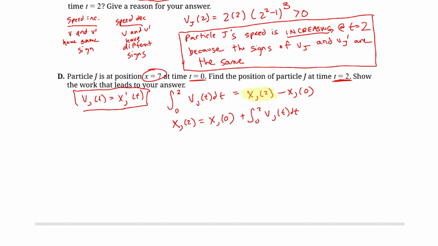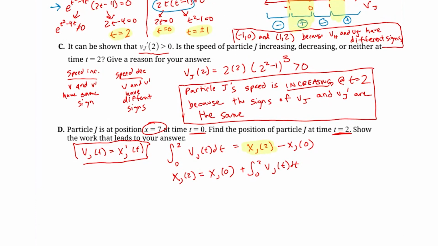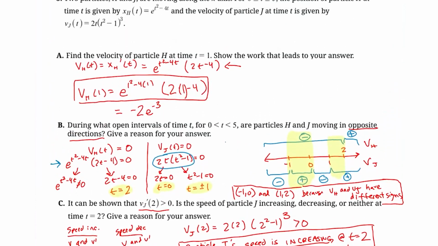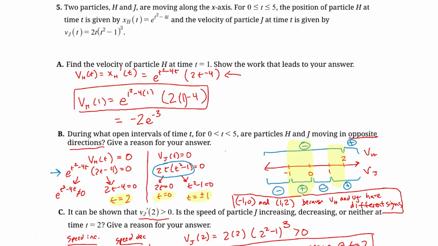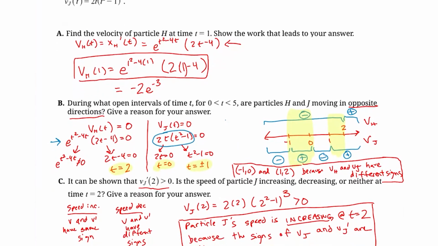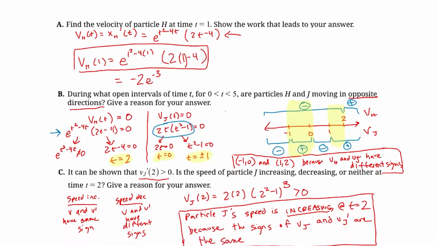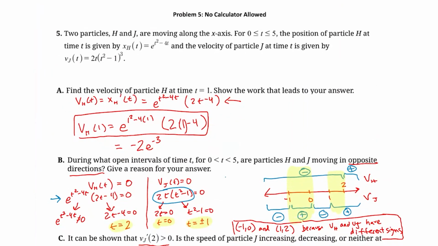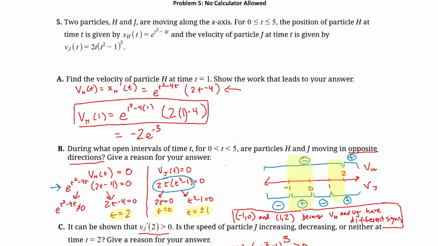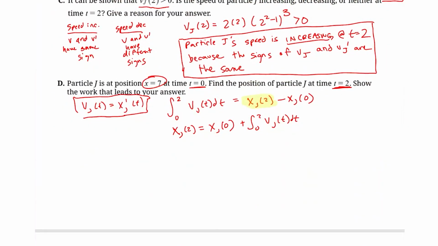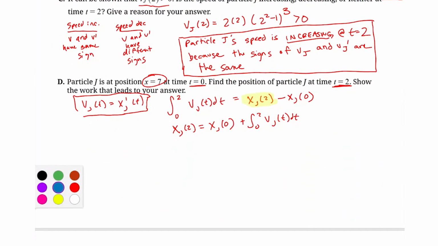And to do that, we need to find the antiderivative of Vj. Now, let's go back up to see what Vj actually was. Vj was 2t times t squared minus 1 to the power of 3. Oh, okay, so we're going to have to do a little u substitution there. Actually, let me write that out. 2t times t. Okay, so we're going to do a little side workout over here.